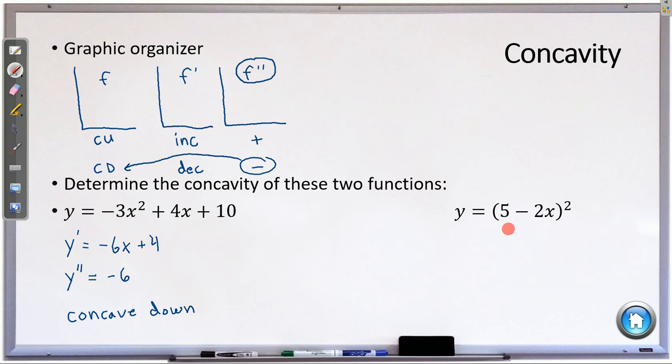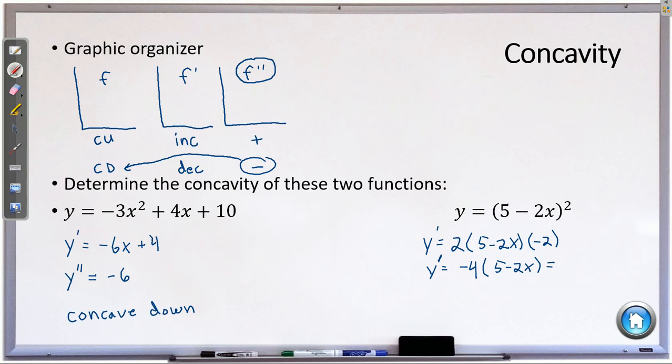All right, next one. What is the concavity of this one? Well, we take the derivative. And I'm going to practice the chain rule here. Yes, we could multiply this out, but I'm going to practice. So we do 2 times the inside stays the same, times the derivative of the inside, which is negative 2. Oops, I'm not taking another derivative yet. That is negative 4 times 5 minus 2x.